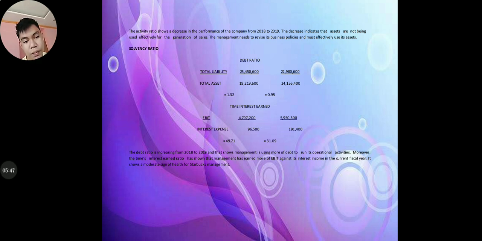Solvency ratio, debt ratio. The debt ratio is total liability over total asset. In 2019, they have 25,450,600 over 19,219,600 is equals to 1.32. In 2018, they have 22,980,600 over 24,156,400 is equals to 0.95.